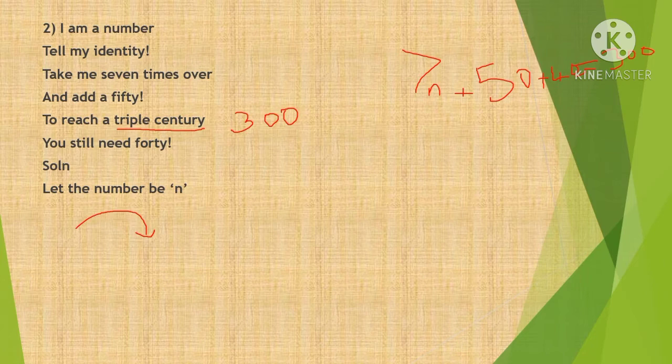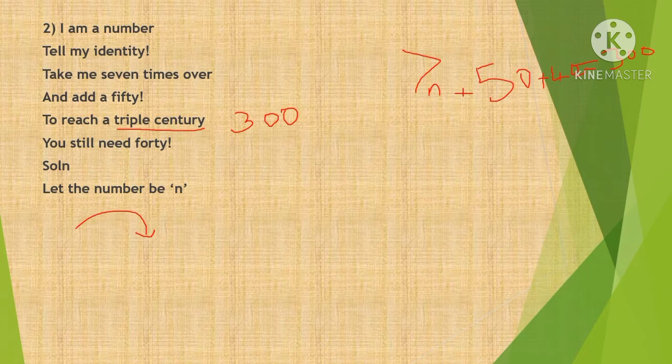Here we are taking that number as n. So we will write it as 7n plus 50, to reach triple century. To reach triple century means 300, because century means 100. So triple century means 300.